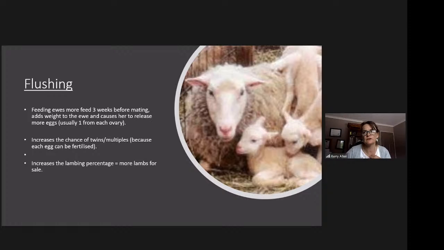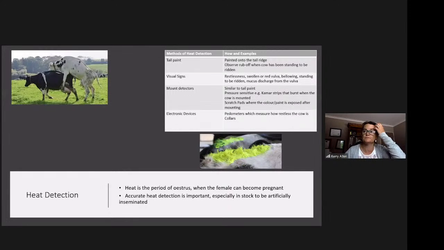Flushing, remember this is an increase in feed prior to mating, usually more than 3 weeks before. And this will increase your chances of multiple ovulation, and therefore you'll have twins and triplets, etc. So that increases your lambing percentage. It means you have more lambs for sale.